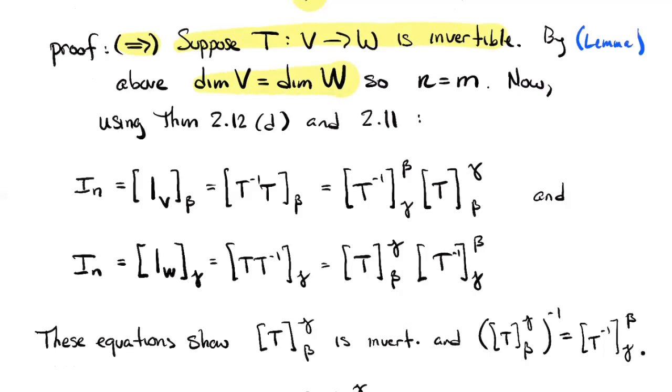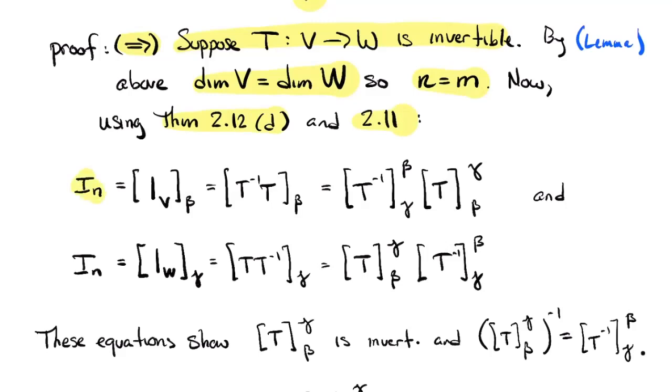They have the same dimension. So our two numbers, n and m, are actually equal. And then I did some searching in the book. I found a couple of theorems that I'm using there, 2.12(d) and 2.11. I'll try to tell you where I'm using them. But I'm just going to start on the left-hand side of this equation.